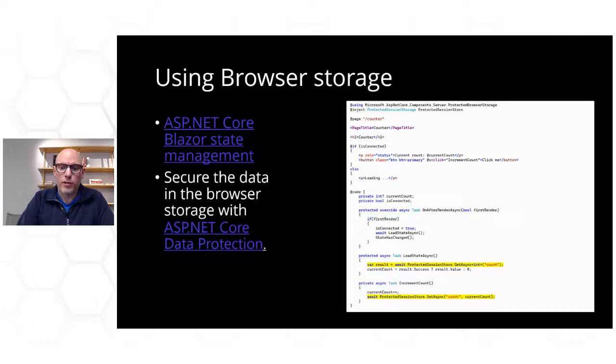And this is an example of how to use the local storage or session storage in the app. We can use await ProtectedSessionStore, and there is also a ProtectedLocalStore. And we can get values and we can set values. We need to inject this at the top.